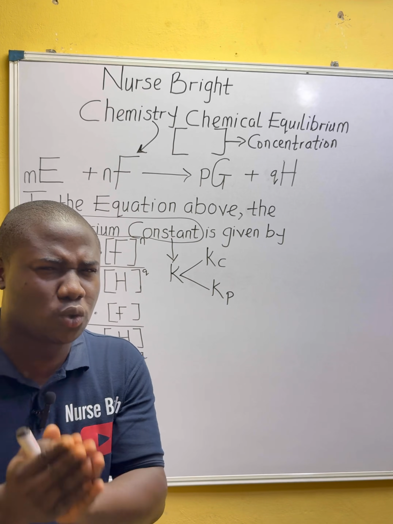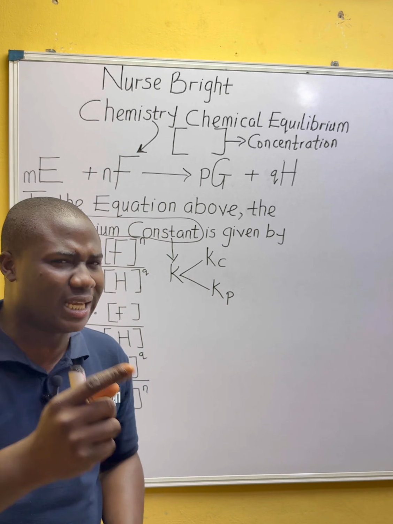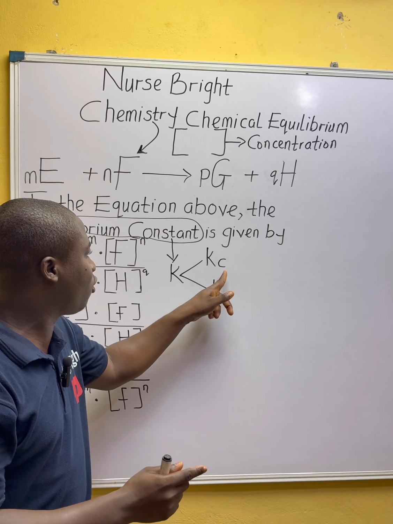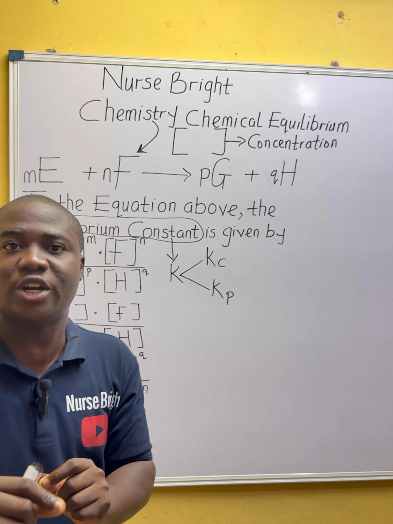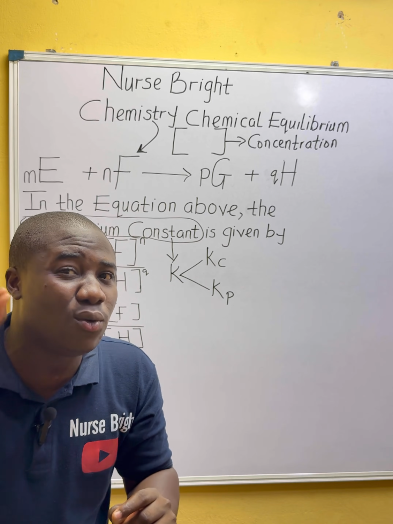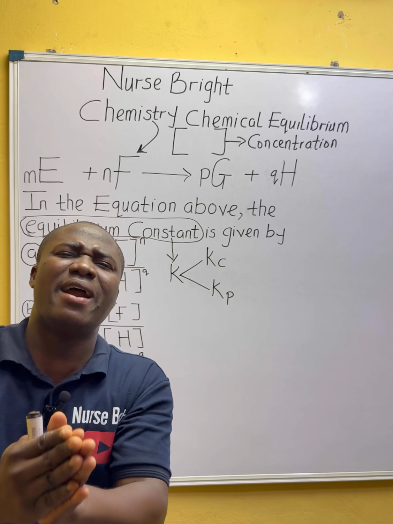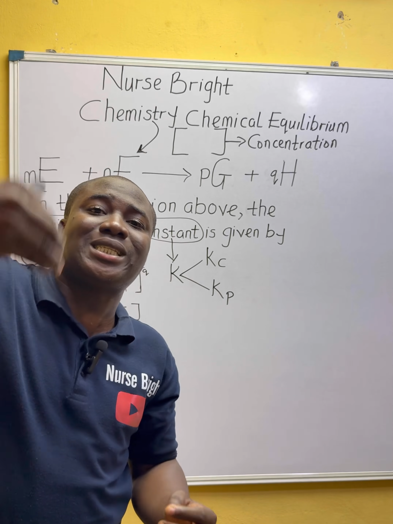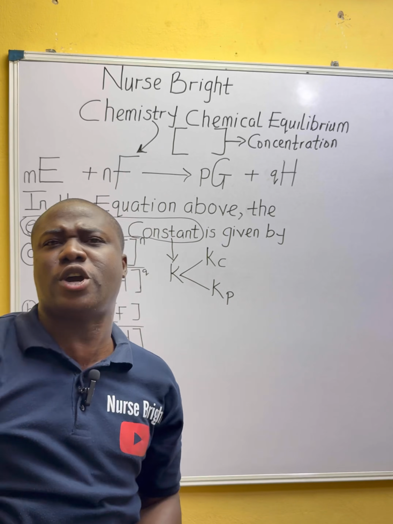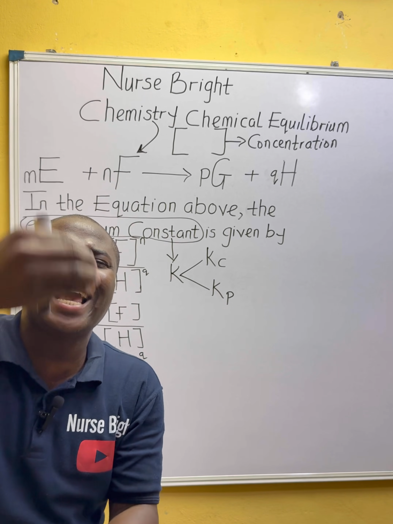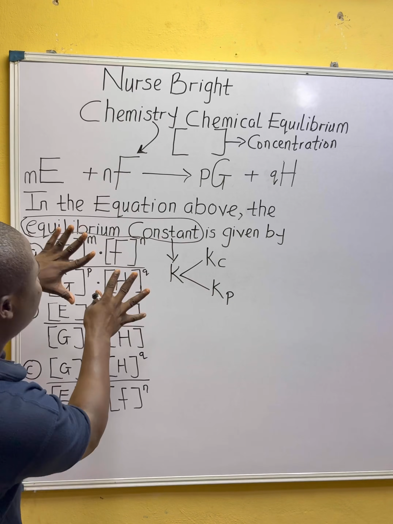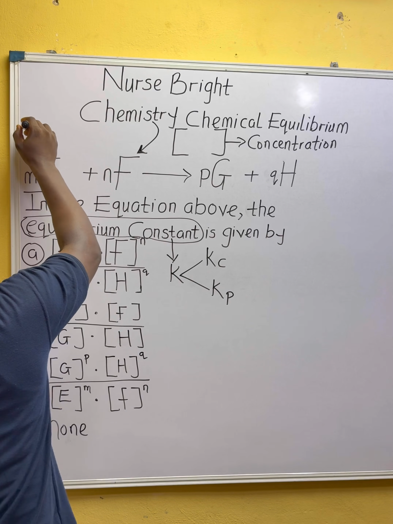But before I solve this question, before I tell you what to do, please listen. To write the equilibrium constant expression, either in terms of concentration or in terms of partial pressure, there is something you must know. In the expression, there are certain types of substances that are not supposed to be inside the expression, whereas there are certain kinds of substances that are supposed to be written inside the expression. Now let me tell you what to note. Listen and listen well.